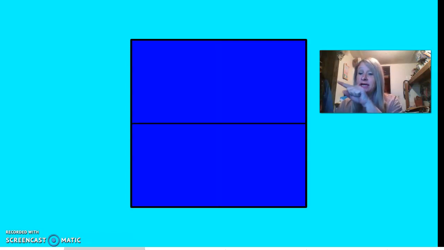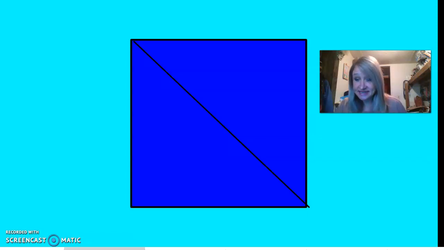If I draw a line this way, is that still equal parts? Yes, it is. They are both the same size. What about if I draw a line this way? Is that still equal parts? Yes, it is. Both pieces are the same size. Very good.